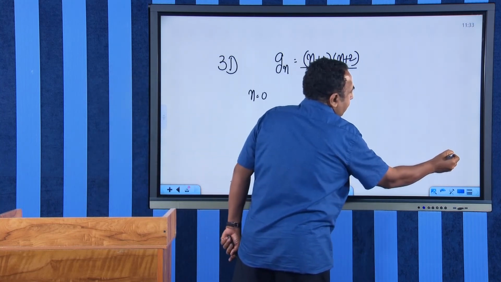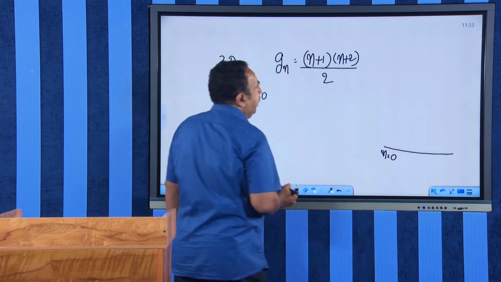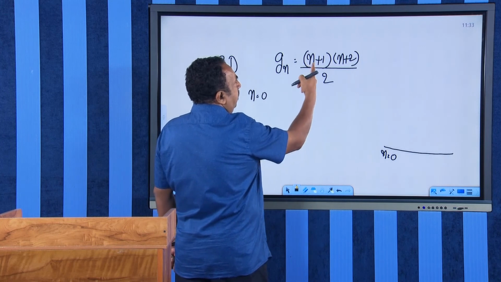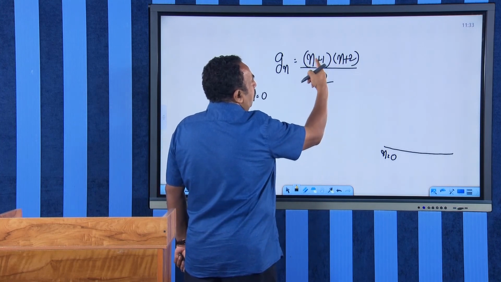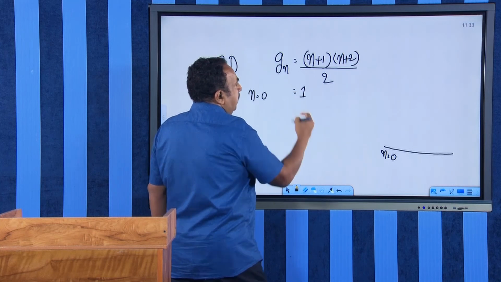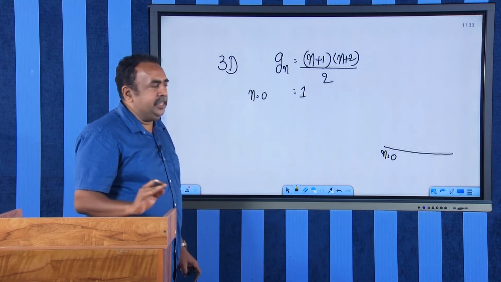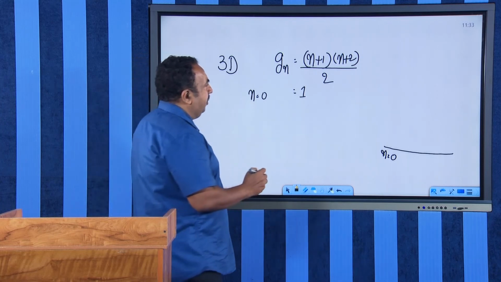When n is equal to 0, that is the ground state, the diagram that you had seen earlier. If I substitute n equal to 0, this is 1 and this is 2; 1 into 2 is 2, and 2 divided by 2 is 1. Therefore only a single state is there, so there is no degeneracy for the ground state.